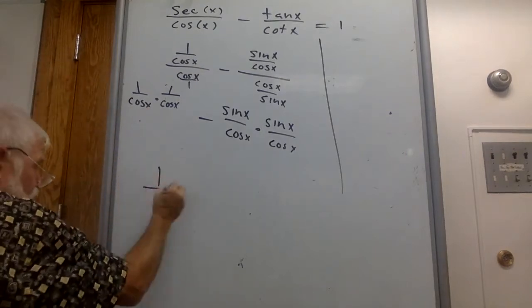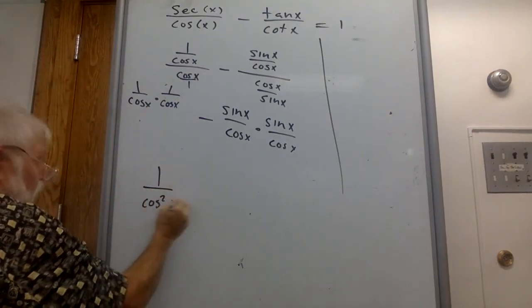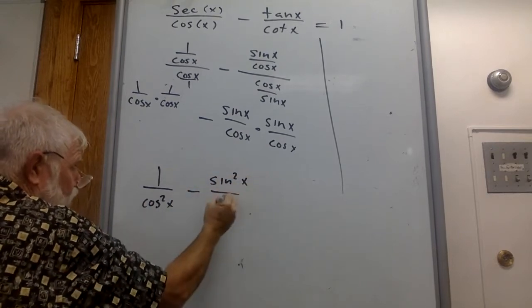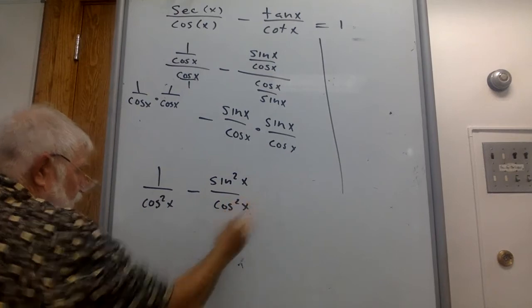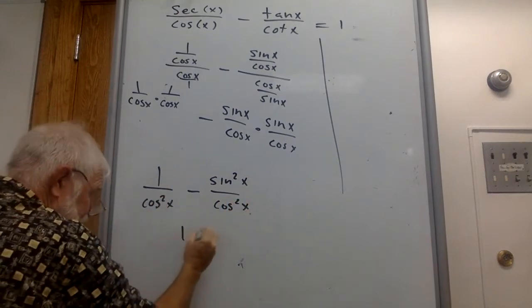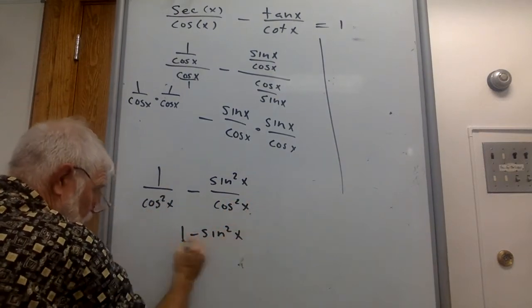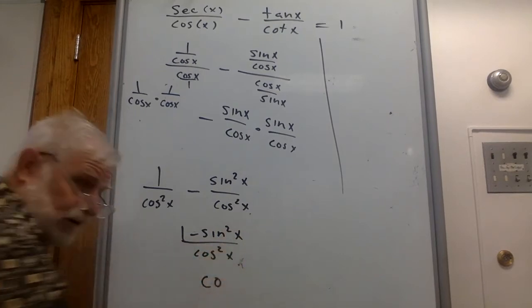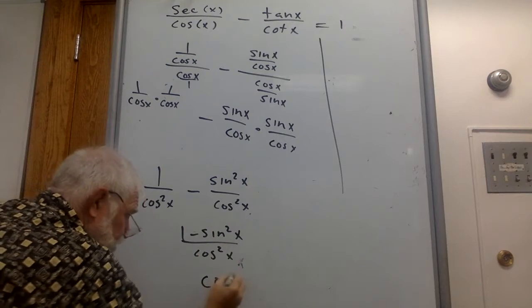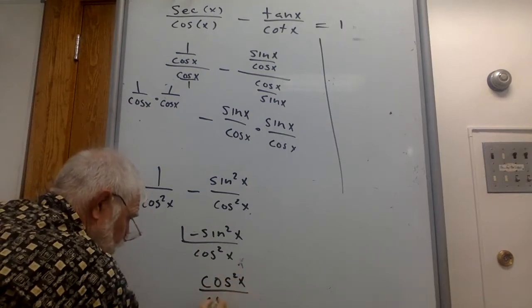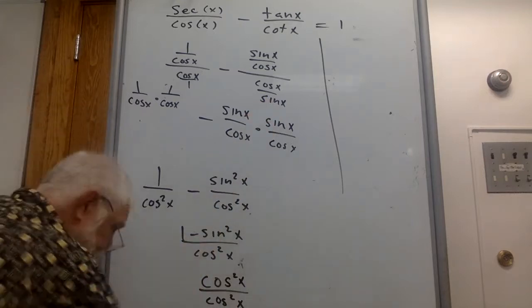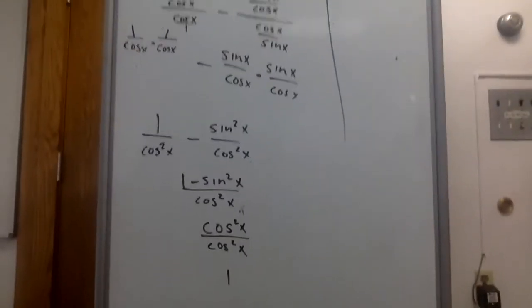So this is 1 over cosine squared x minus sine squared x over cosine squared x, which is equal to 1 minus sine squared x over cosine squared x, which is equal to cosine, can you see this? Yes. Cosine squared x over cosine squared x, and that indeed is 1. So it has been proved.